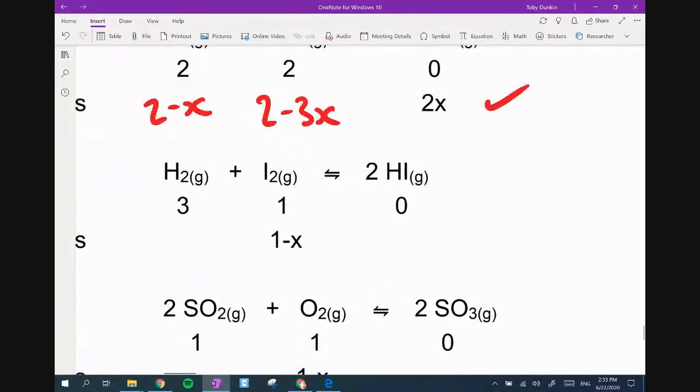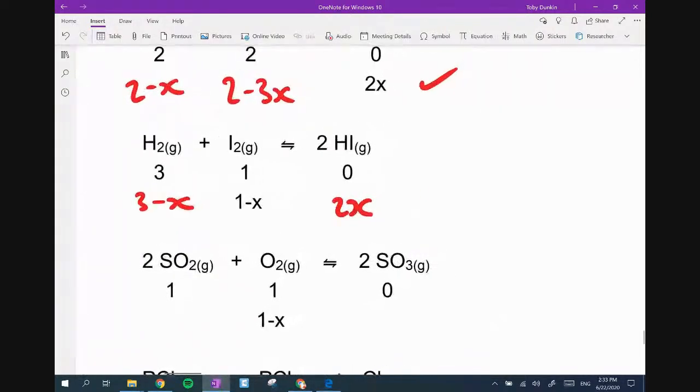Next, this one's gone down by x. This one's going to go 0 plus 2x. They will just accept 2x there if you like. Totally acceptable. This is now the same thing, so that's 3 minus x, the same numbers. Tick them if you got them.